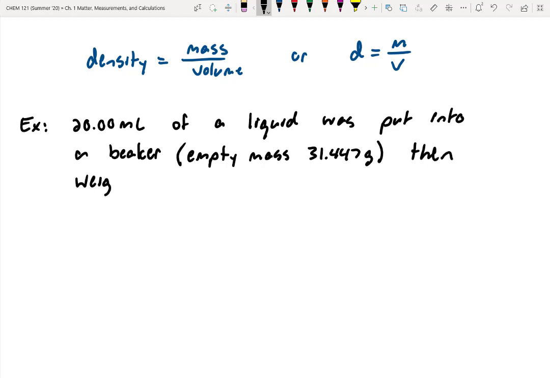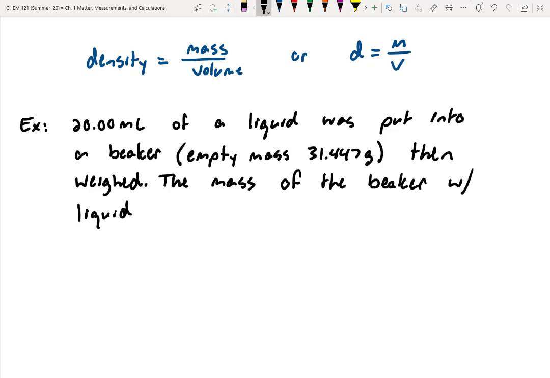So let's write this out. Then it was weighed. The mass of the beaker with liquid was found. Let me write this out. It had a mass of 55.891 grams. What is the density of this liquid in grams per milliliter?